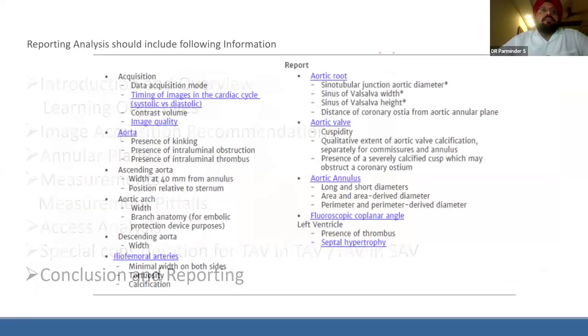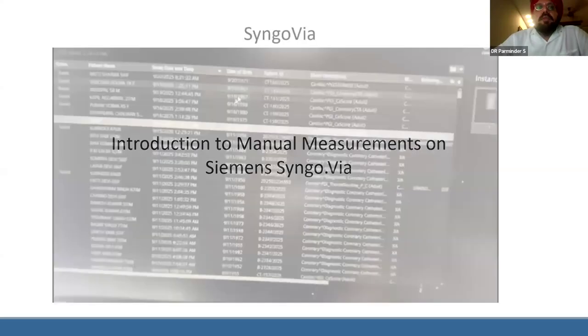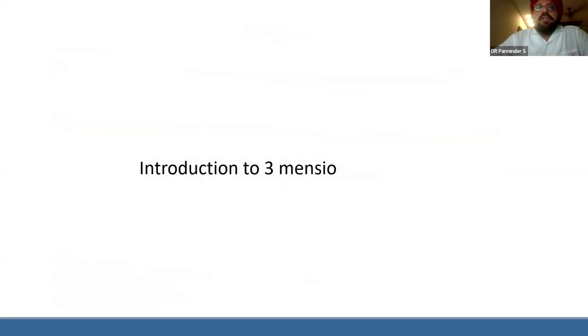So concluding, our reporting should include the information on data acquisition, timing of the images in the cardiac cycle, contrast volume, and image quality. In addition to the assessment of the aortic tortuosities, measurements of the aorta, aortic arch, measurements of the annulus, measurements of the heights of the coronaries, and all these things that we have discussed, they should be included in our final report. I think that's all for today. This is what we have already discussed.